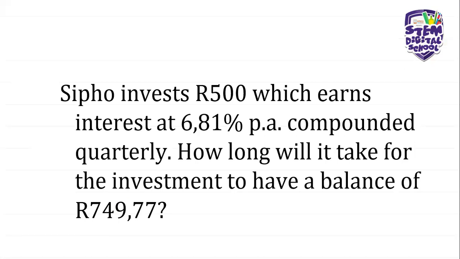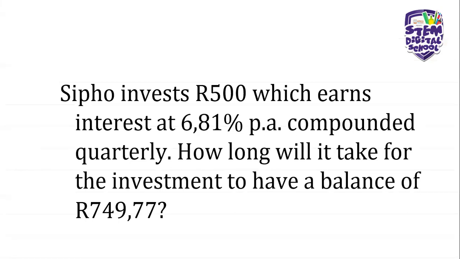And of course, we know that this 500 rands will also get some interest. But before we get to the interest, we also look at the amount which is known as A. We also call it the accrued amount. So we are given the accrued amount, and we are told that after a certain number of years, the accrued amount will be 749 rands and 77 cents. So basically, this is what we know. And of course, the interest is at 6.81% per annum.